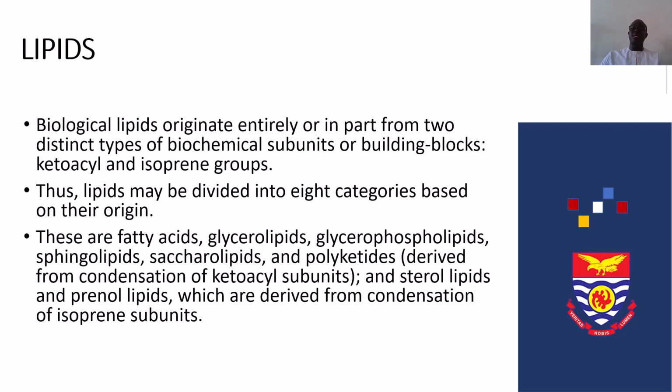Biological lipids originate entirely or in part from two distinct types of biochemical subunits or building blocks: ketoacyl and isoprene groups. Thus, lipids may be divided into 8 categories based on their origin. These are fatty acids, glycerolipids, glycerophospholipids, sphingolipids, saccharolipids, and polyketides, derived from condensation of ketoacyl subunits, and sterol lipids and prenol lipids, which are derived from condensation of isoprene subunits.